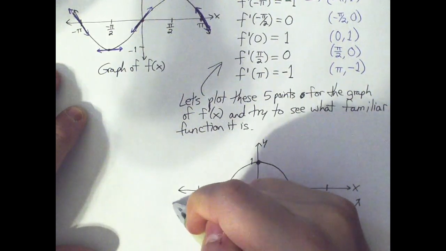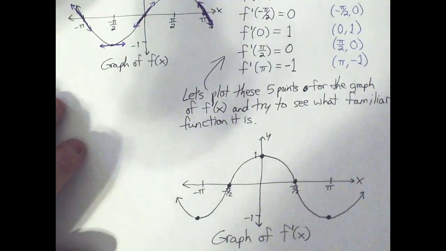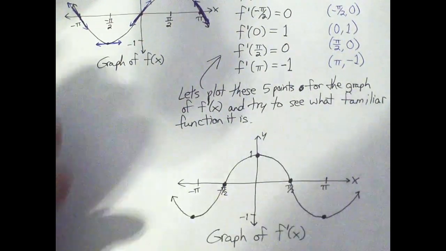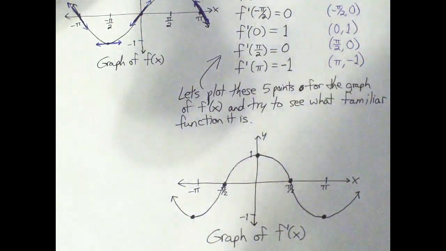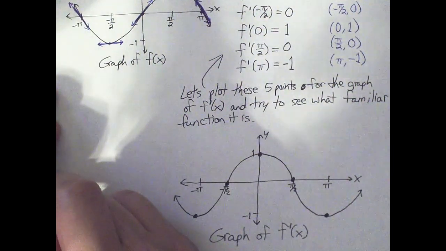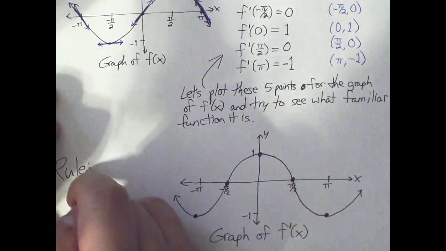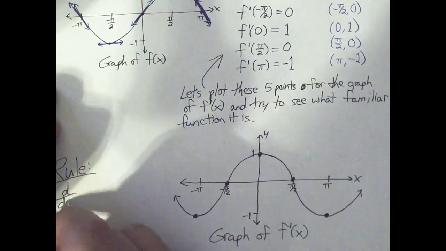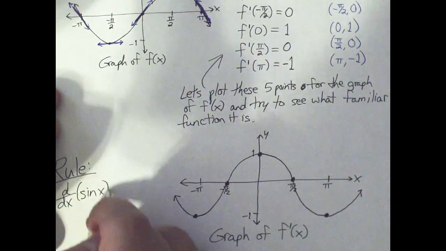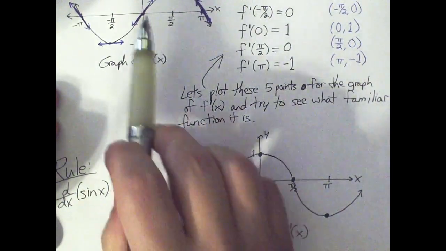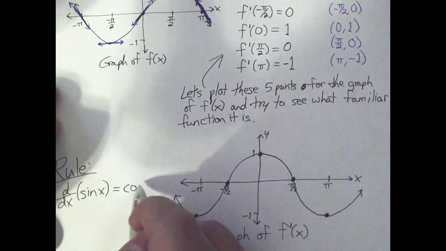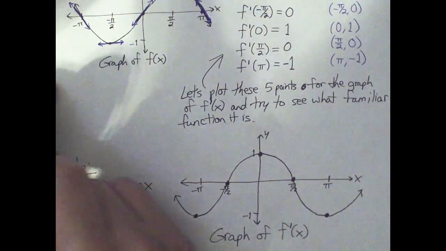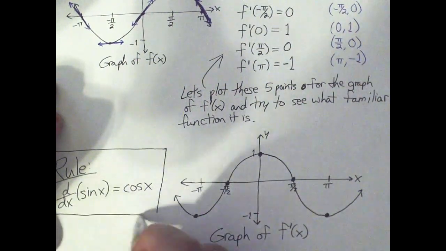So do you know what familiar function f prime of x is? It's another trig function, right? The derivative of sine x is, here was the graph of sine, here's the graph of the derivative. It's actually cosine x. It is exactly cosine.